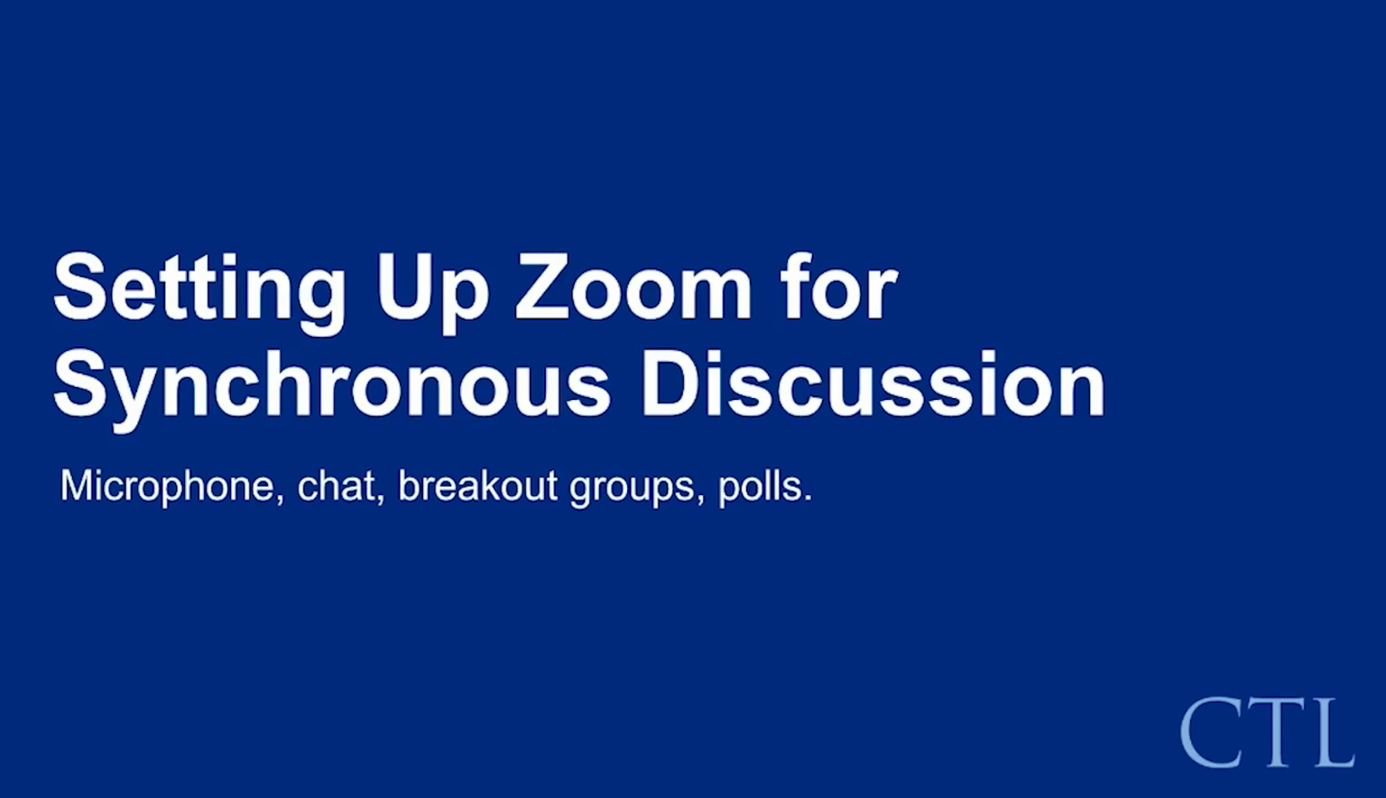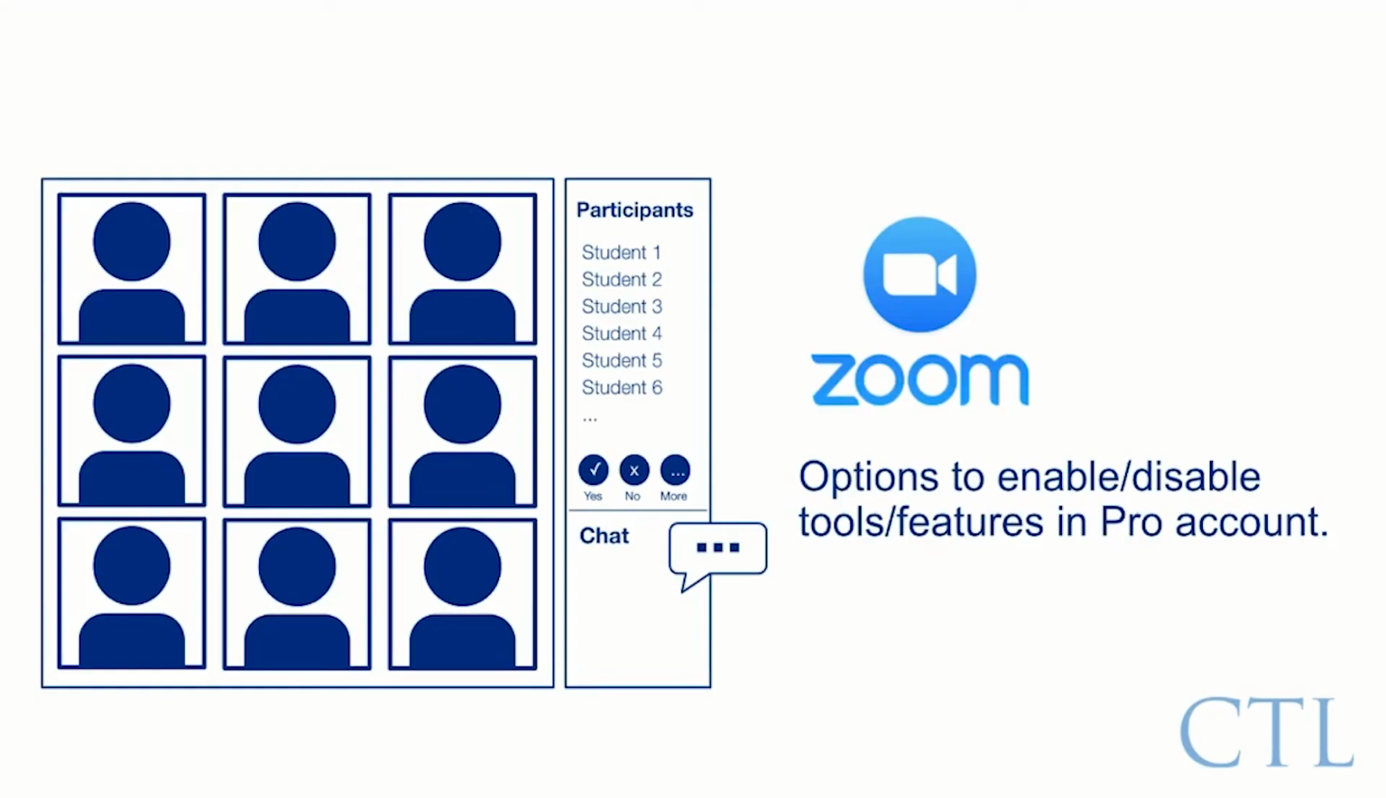Setting up Zoom for synchronous discussion. There are a number of features in Zoom that you will need to enable ahead of your first discussion. Some of these features include Zoom polls, breakout rooms, or the whiteboard feature.